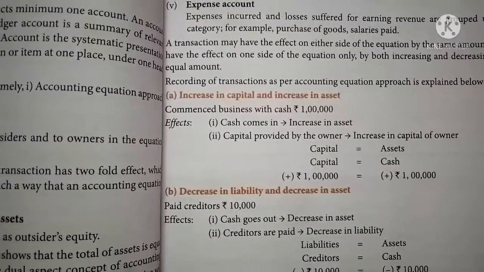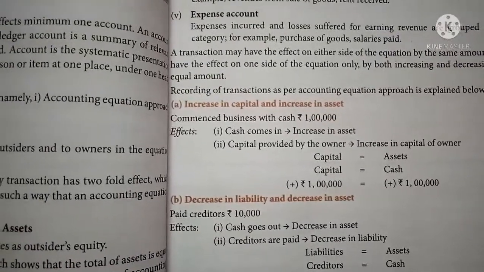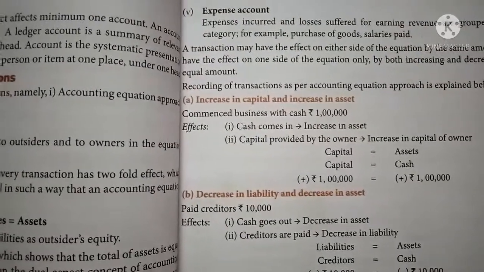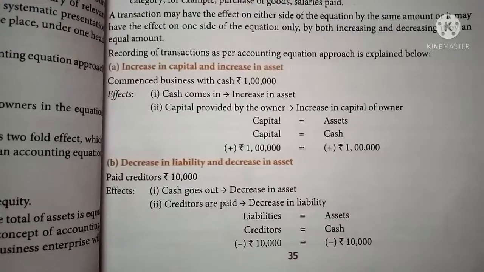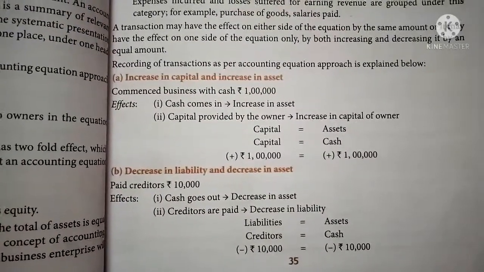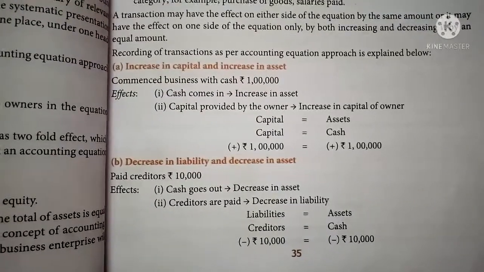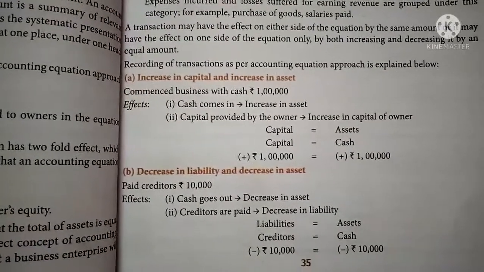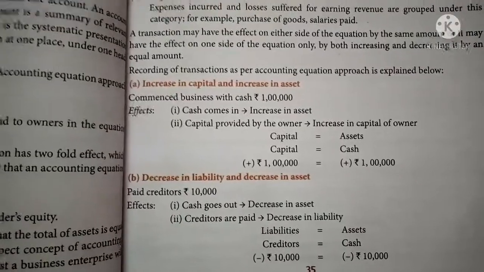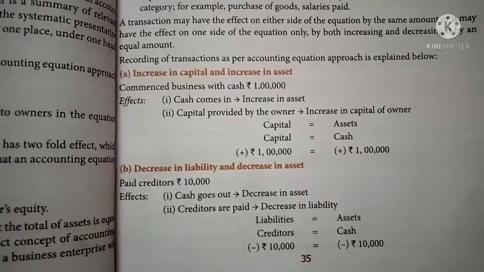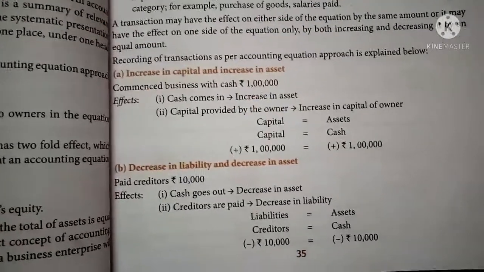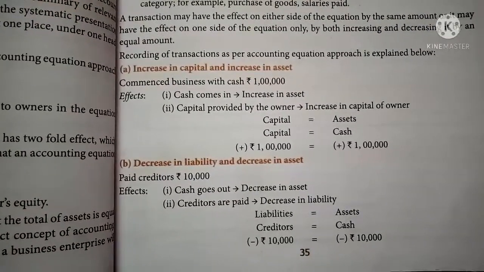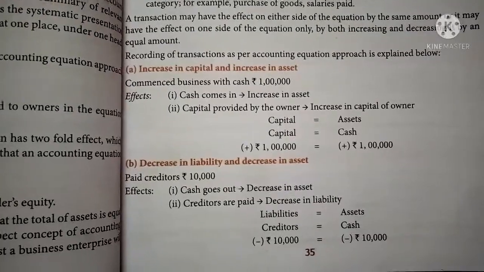Next example, decrease in liability and decrease in asset, that is, paid to creditors. Creditors means credit suppliers, that is, the persons who supply goods on credit basis. In this example, whenever we pay cash to creditors, cash goes out. So the asset will decrease because cash is one of the assets. When creditors are paid, the financial obligation, that is the amount payable to the creditor, an outsider, which is a liability, decreases. So liability also decreases and the asset side also decreases. So both sides will have a minus amount.